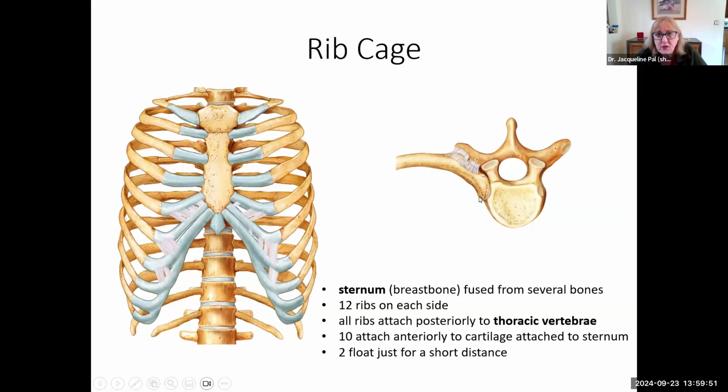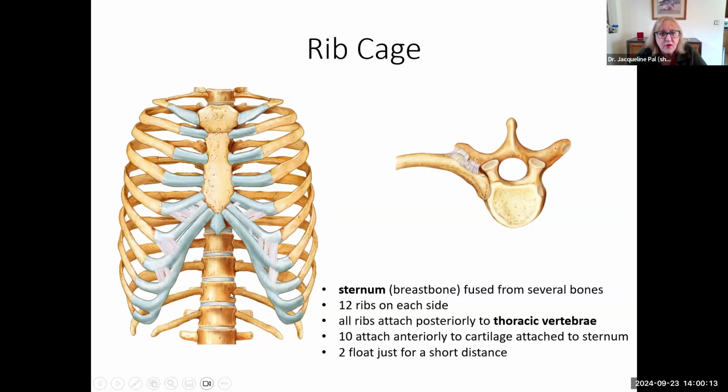And what I want you to realize is all 12 ribs attach posteriorly to thoracic vertebrae. They're attached in two different places. They're attached here as well as there. And then they go laterally, and then they curve and come around anteriorly. And then 10 of them are going to attach to cartilage, and that cartilage will then attach to the sternum.